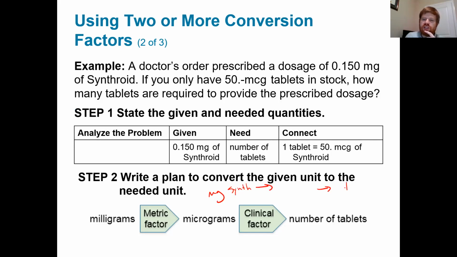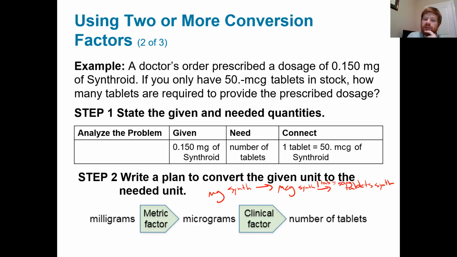And we're trying to get to tablets of Synthroid. But the problem is we don't know the number of milligrams of Synthroid that are in the tablets. We only know the micrograms of Synthroid. So this could be our connector, right? If we can get from milligrams of Synthroid to micrograms of Synthroid, now all of a sudden we have our conversion factor, where 1 tablet equals 50 micrograms. And that can be our conversion factor there.